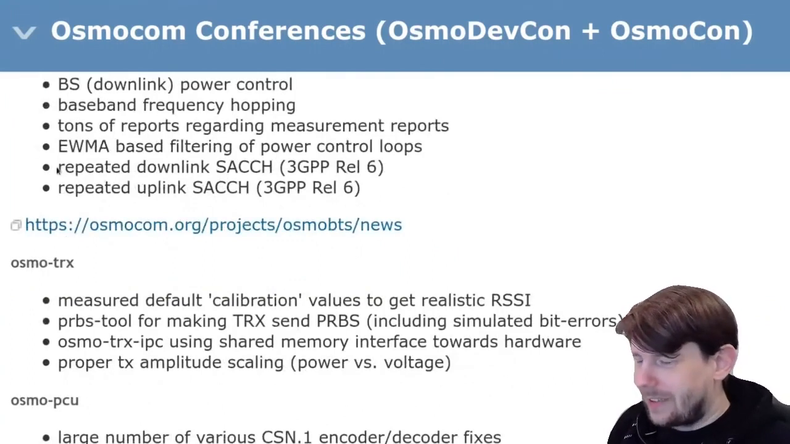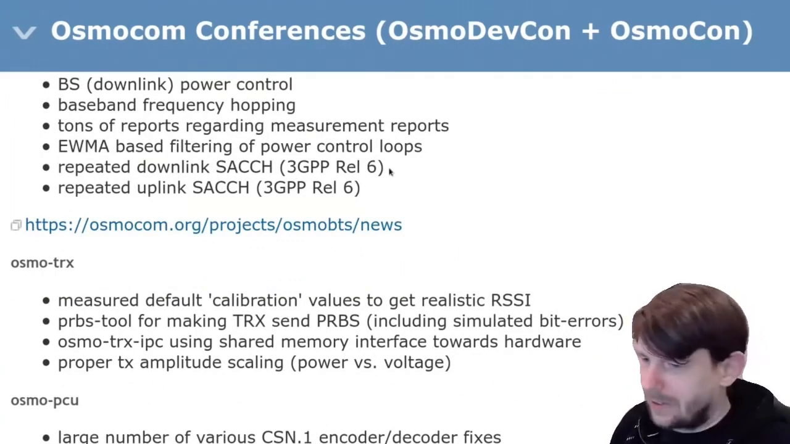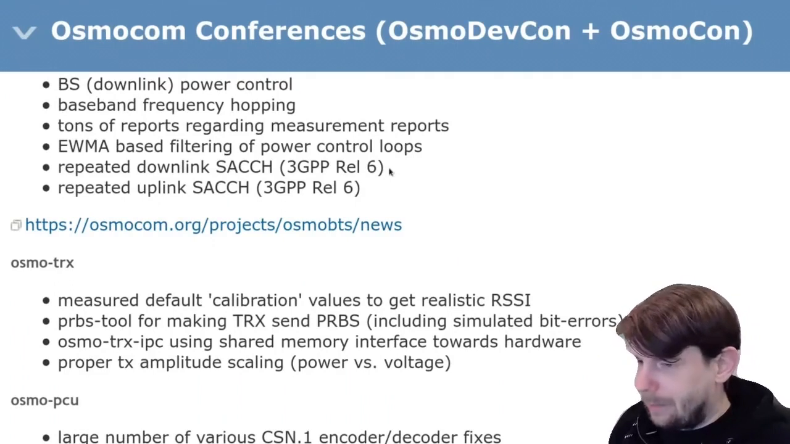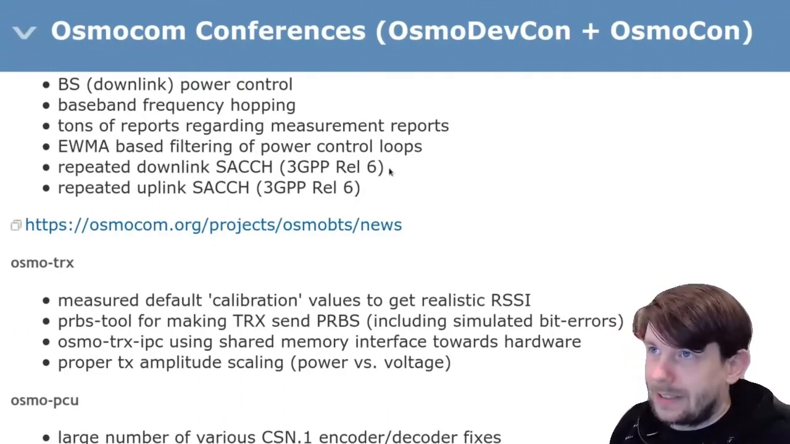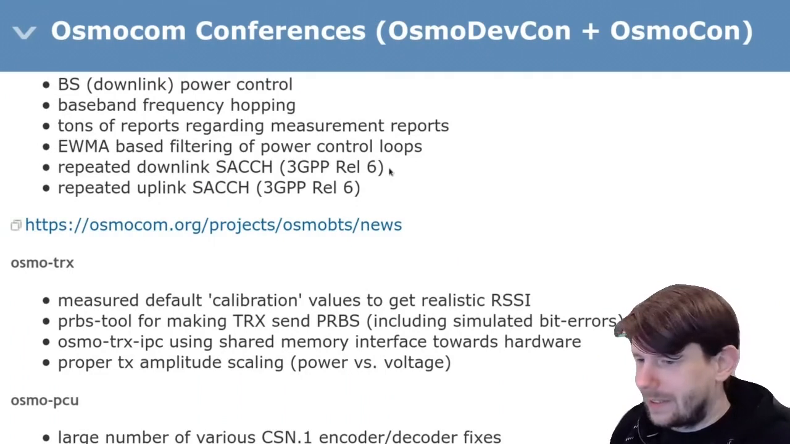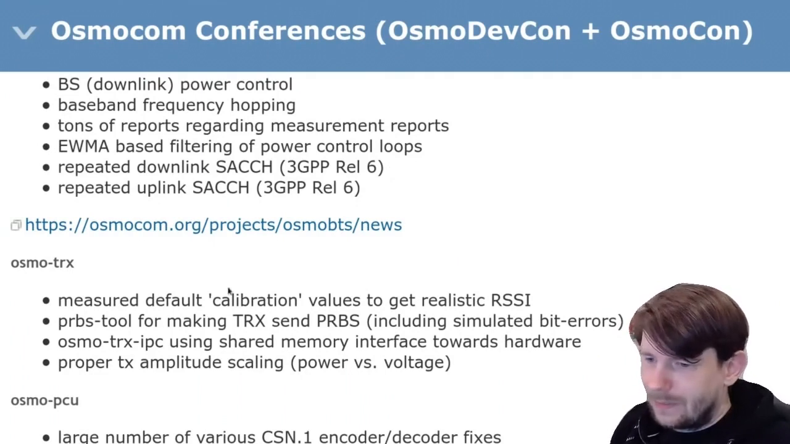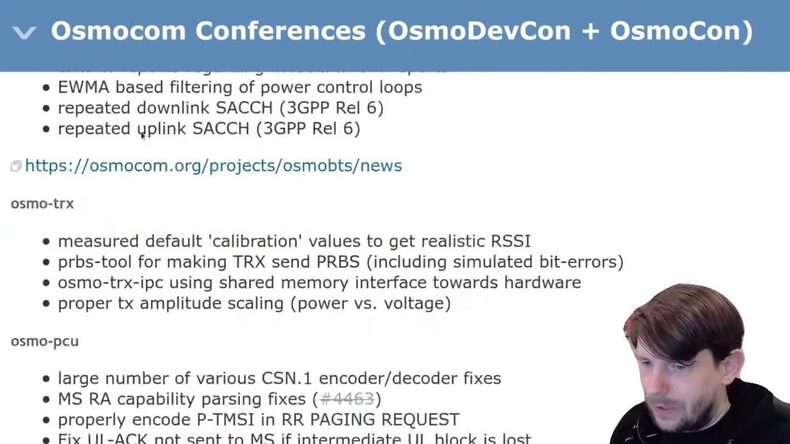Basically, these features allow you to extend cell coverage in situations where your carrier to interference ratio is really bad, but still sufficient for an AMR call, but the signaling would otherwise break down if you don't have those features. So you can extend the usable cell radius using those features.